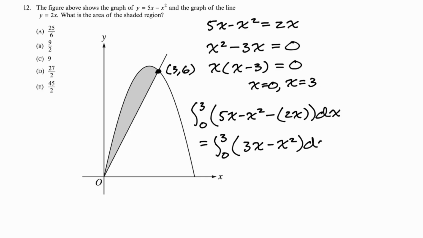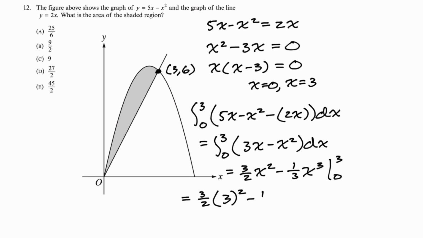Now we're going to reverse the power rule. So 3/2 x squared minus 1/3 x cubed. We are going from 0 to 3, fundamental theorem. When we plug in 3, we get 3/2 times 3 squared minus 1/3 times 3 cubed. When you plug in 0, everything goes away. So you actually just get minus 0, which is really nice.